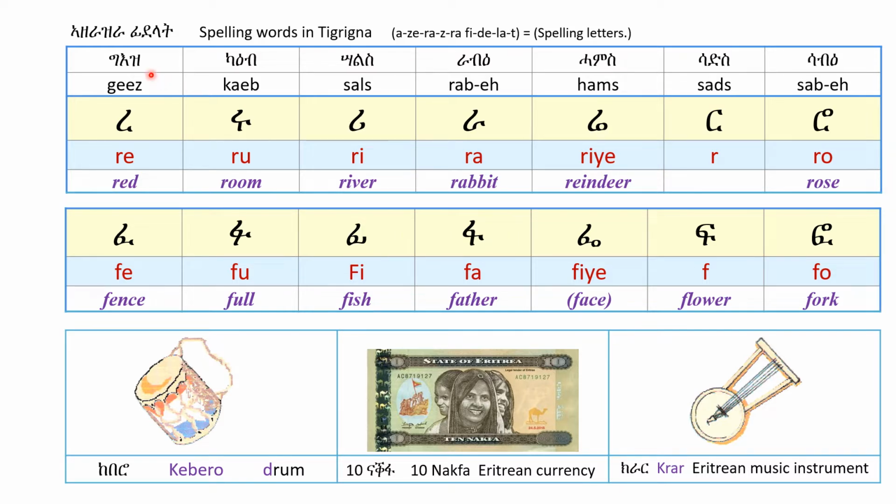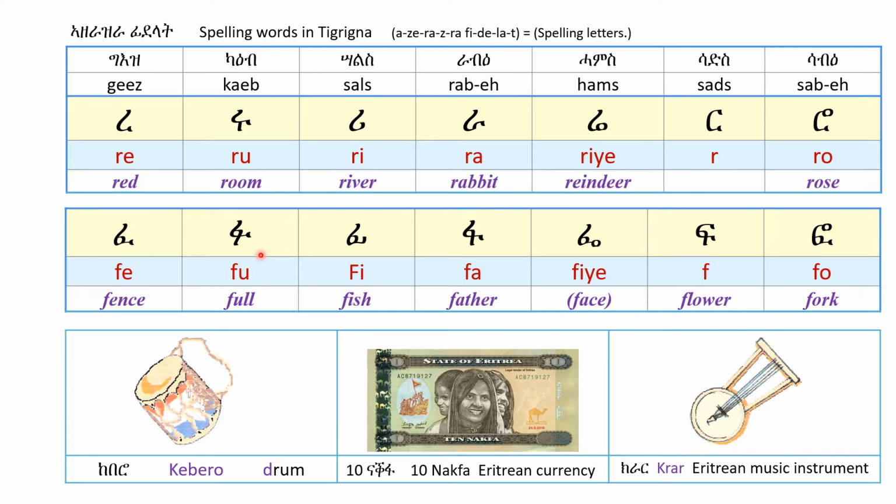In the lesson 5, we have learned how we spell words in Tigrinya. Spelling words or spelling letters. Re Ge'ez, Ru Ka'eb, Ri Salis, Ra Rabi', Rie Hamis, R Sadis, Ro Sabi'. Fe Ge'ez, Fu Ka'eb, Fi Salis, Fa Rabi', Fie Hamis, F Sadis, Fo Sabi'. Those are Ge'ez ordinal numbers. The Tigrinya ordinal number we will learn later.